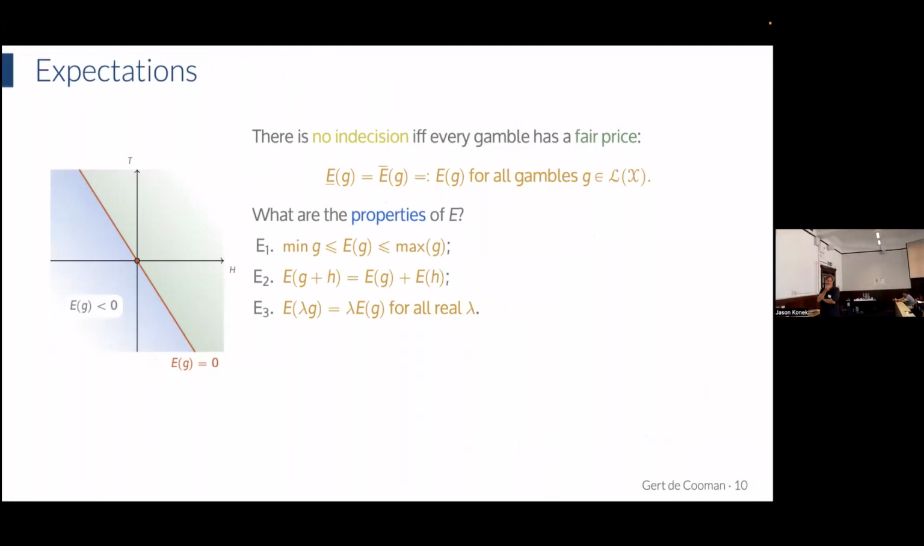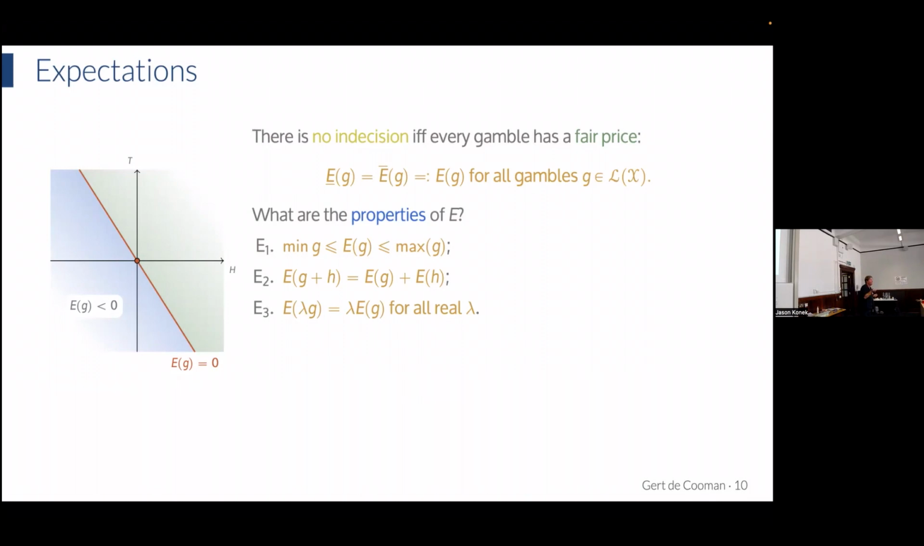And in that case, we call this common value of the lower and the upper expectation the expectation. So that means that your supremum buying price for a gamble is equal to your infimum selling price for a gamble. So you have a price such that for any lower value, you're going to be willing to buy the gamble, and for any higher value, you're going to be willing to sell the gamble. So there's no indecision.